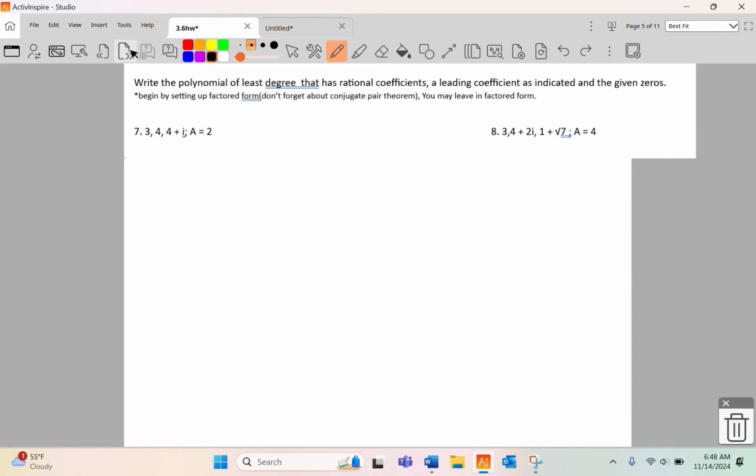All right, write the polynomial of least degree that has rational coefficients. A leading coefficient is indicated in the given zeros, and you begin by setting up factored form. You don't forget about conjugate pair theorem, and you may leave it in factored form. So these guys are kind of weird, right? If 4 plus 2i is a 0, 4 minus 2i is another 0. If 1 plus root 7 is a 0, 1 minus root 7 is another.